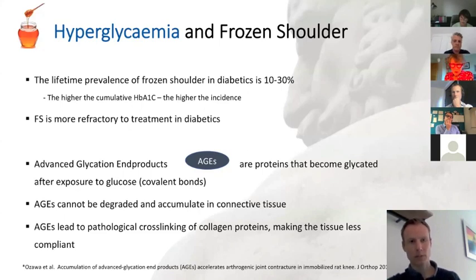It's likely multifactorial, but AGEs have an important role. So what are AGEs? AGEs are advanced glycation end products, when proteins become glycated after exposure to glucose. And this is formed with covalent bonds. Therefore, AGEs cannot be degraded and they accumulate in connective tissue during our lifetime. And this happens normally, just in everybody, just with aging. But it's enhanced in people with hyperglycemia. A specific protein of interest is collagen, and AGEs can form pathological cross-linking between these collagen proteins. This makes the tissue less compliant.